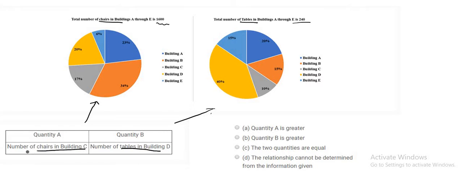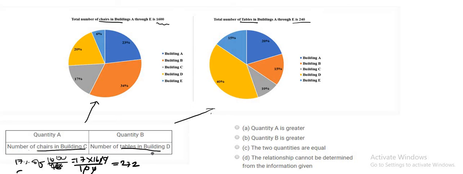So for the left side, or quantity A, we have the number of chairs in building C. Building C is represented by this light purple color, which is 17%. So the number of chairs in building C is 17% of the total, which is 1600. We can easily calculate this value by multiplying 17 with 16, because both of these zeros are crossed out, and then this is 272. So we have the left quantity.